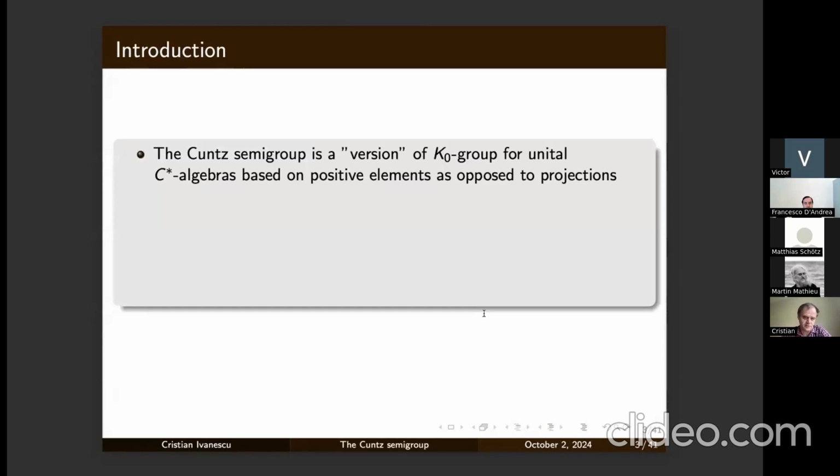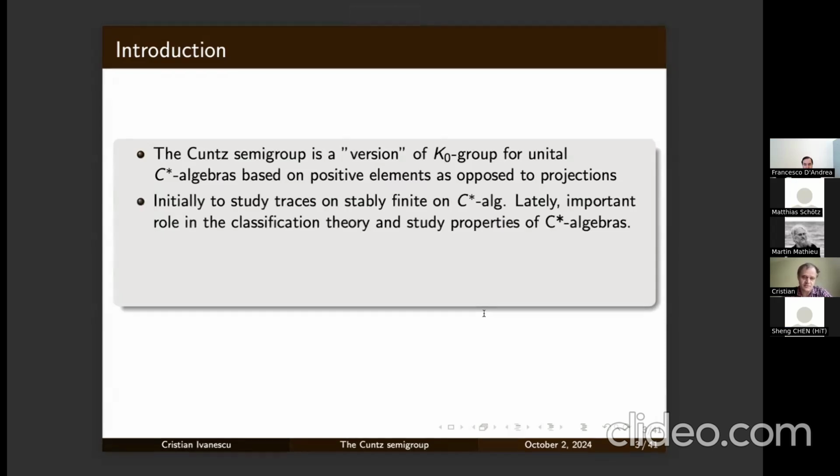Okay, so I'm assuming that you have seen the construction of the K0 group. If not, then when I'm going to formally define the Cuntz semigroup, you'll notice that this is just a version of the K0 group of a unital C*-algebra. The main idea is that you replace projections with positive elements. So you relax the condition: as opposed to just projections, you allow positive elements. And the equivalence relation is also slightly modified, as I'm going to explain later.